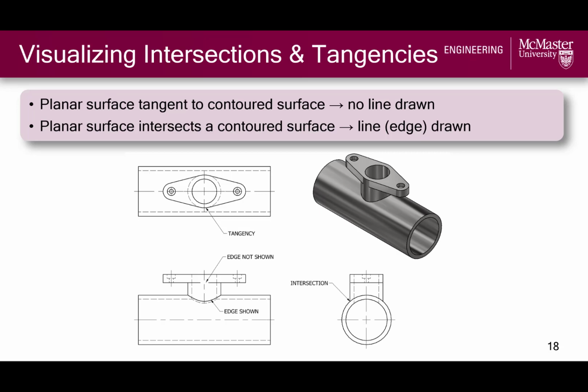In multi-view drawings, no lines are drawn where planar surfaces join contoured surfaces tangentially, as seen here where this plane is tangent to this cylinder. However, if a planar surface intersects a contoured surface, then a line or an edge is drawn to indicate the intersection. This is something to be aware of when you are reading multi-view drawings.